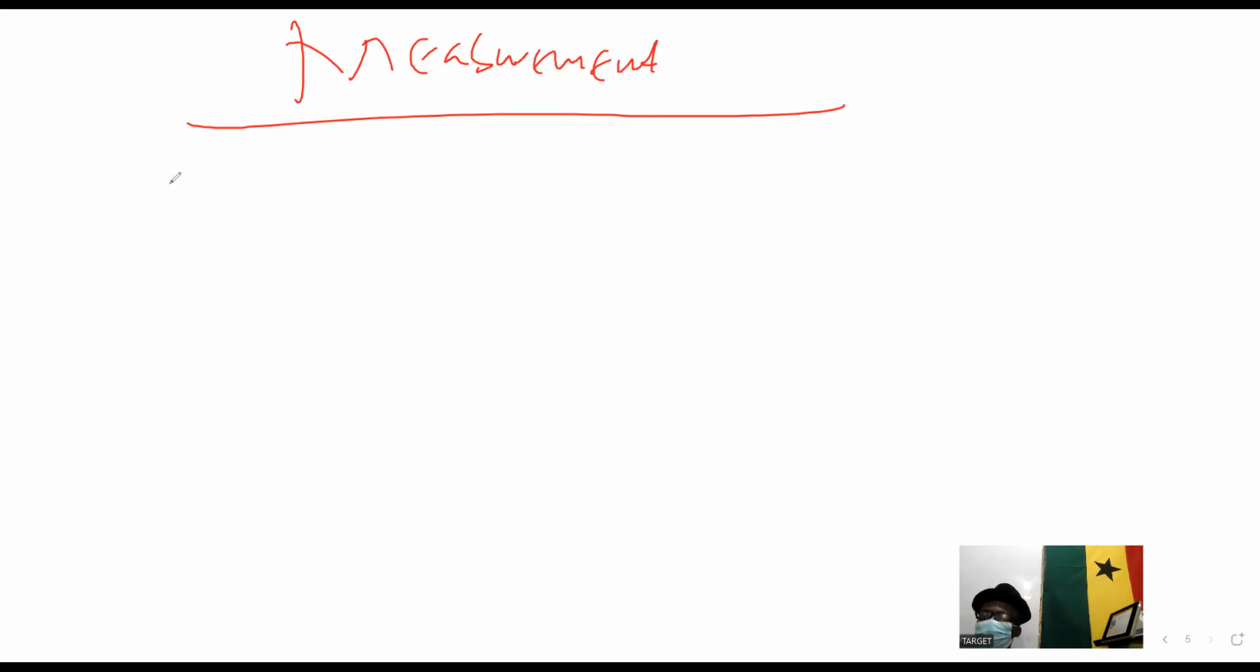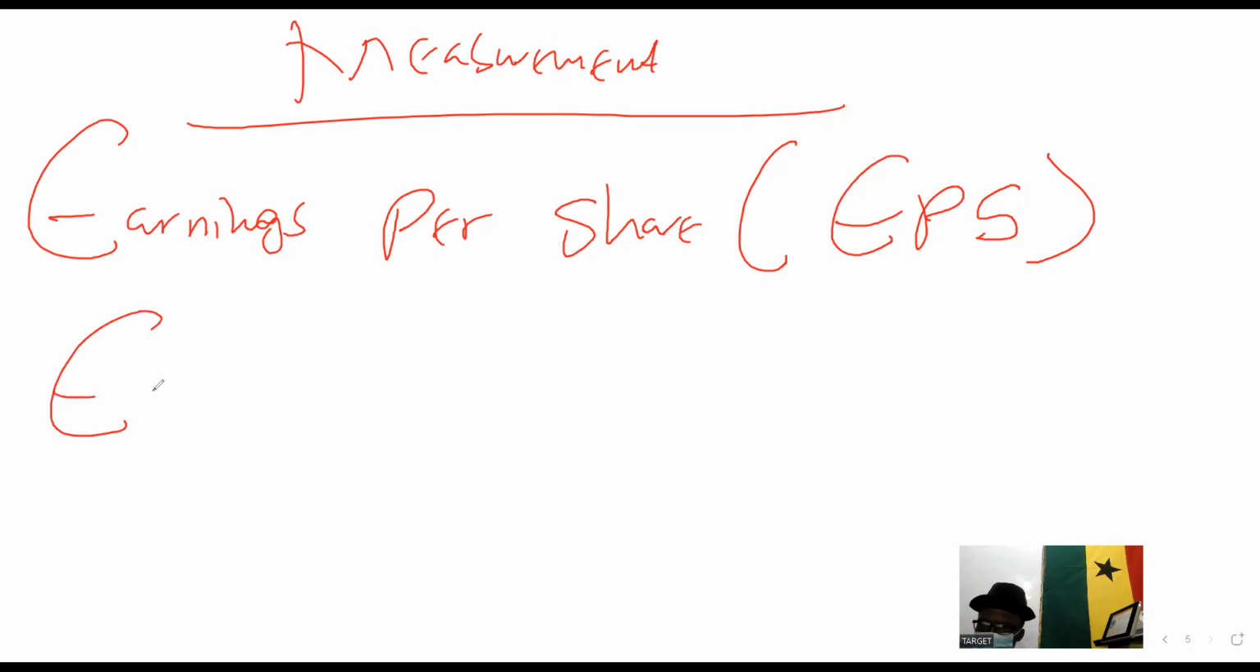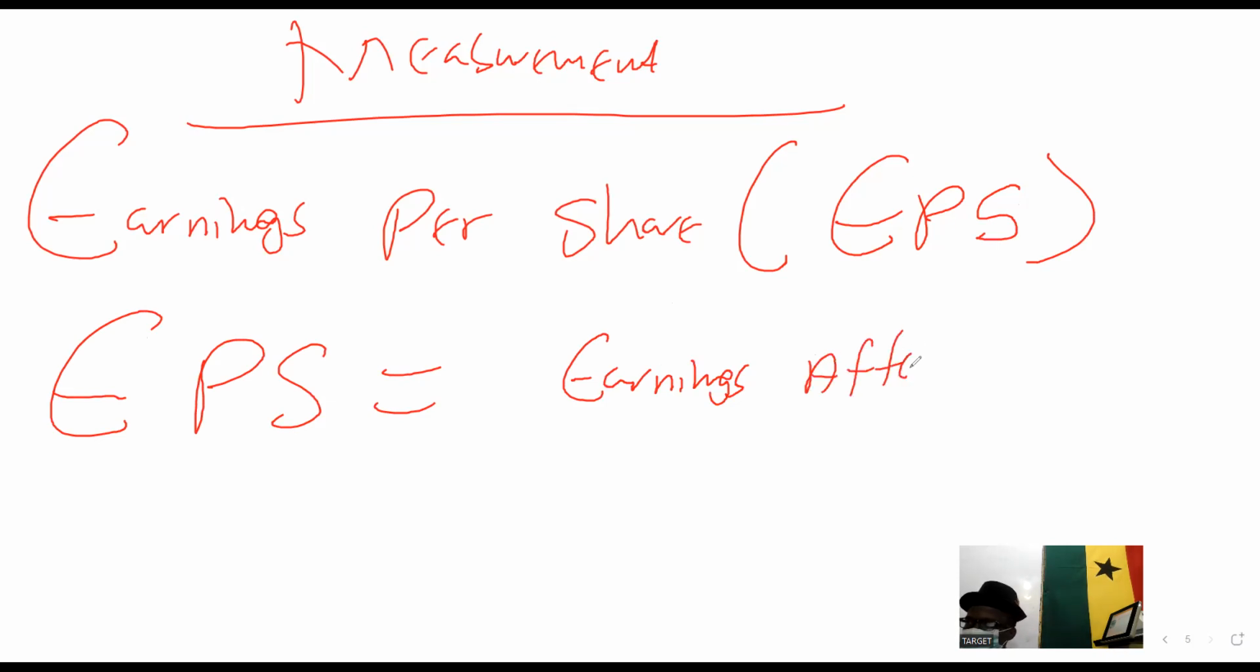Now let's go. First, earnings per share. In a subsequent write-up, I will refer to it as EPS. That's all. So to calculate EPS, the basic formula, EPS is nothing but earnings over number of shares.